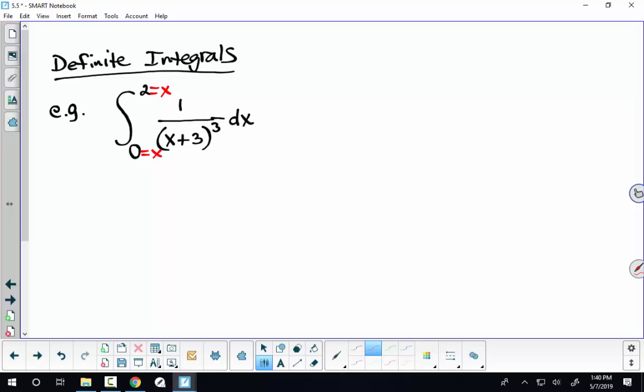If you make a substitution, you also have to account for the 0 and the 2, because they're in terms of x. If we've got an integral in terms of u, in general we're not going to be going from the same bounds if we leave it in terms of u. So the first thing we might do is say, let u equal x plus 3. So then du, the derivative, is 1 times dx. So then we turn this into the integral of 1 over u cubed, or u to the negative 3.